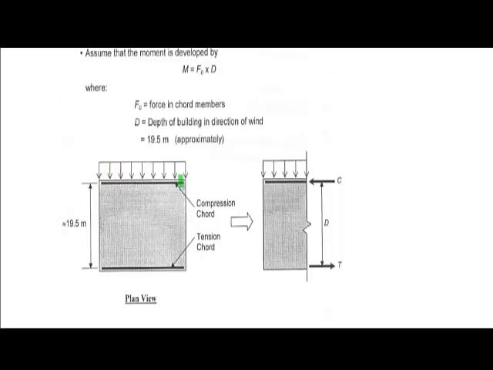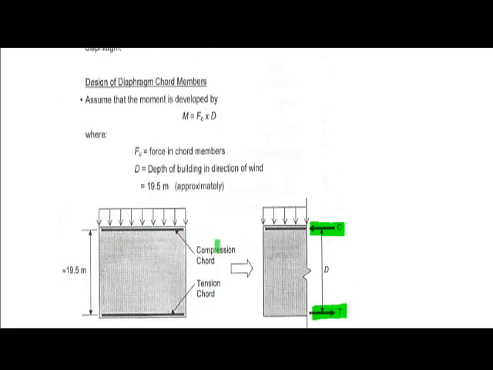So if I'm looking at this loading, this would act as a deep beam over here, and what you can think about is this here is in compression, this here is in tension. We call these elements along these edges chord members. So you have compression chord members and tension chord members.